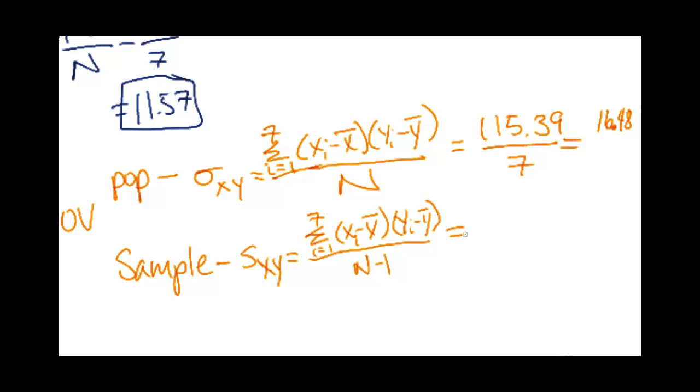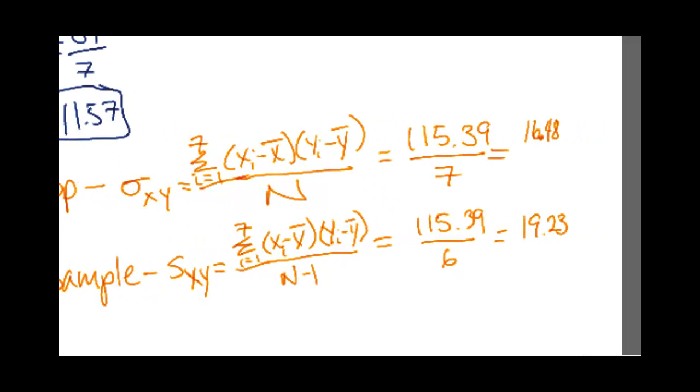Or if it's for a subsample of a larger population, it comes out to 115.39 divided by 6, which is 19.23. Either way, you find your covariance that way.